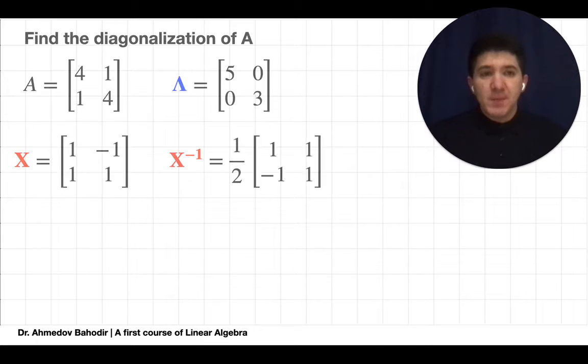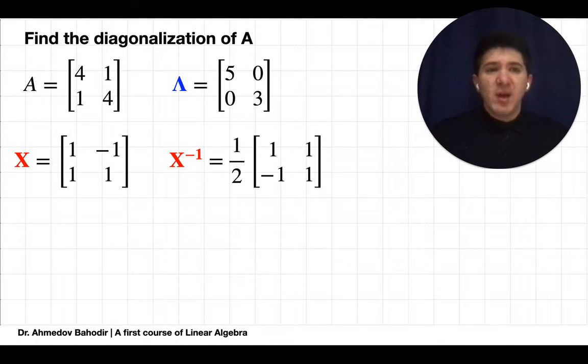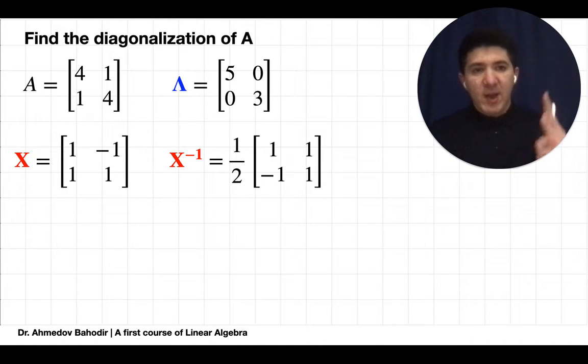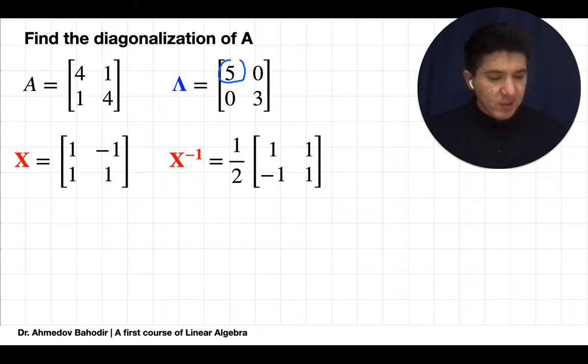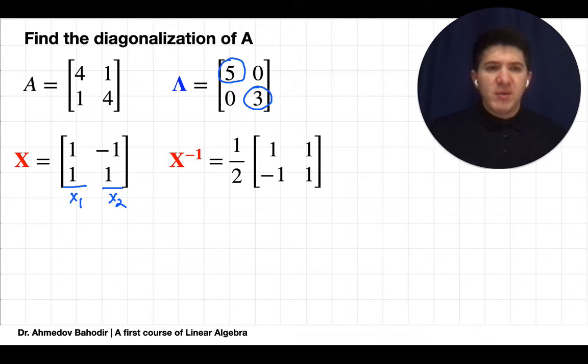In our previous video, we found the eigenvalues and eigenvectors of the following matrix. A has two eigenvalues, 5 and 3. The eigenvector corresponding to 5 is 1 and 1, and the eigenvector corresponding to 3 is minus 1 and 1. The inverse of this matrix X can be found using the formula for the inverse of a 2 by 2 matrix, and it is the following matrix. Now I would like to multiply the three matrices in order to get A.